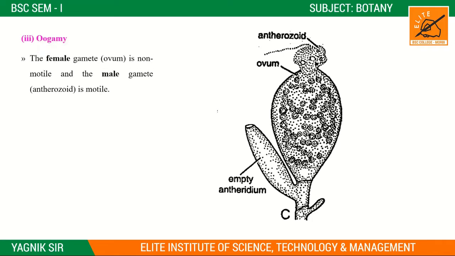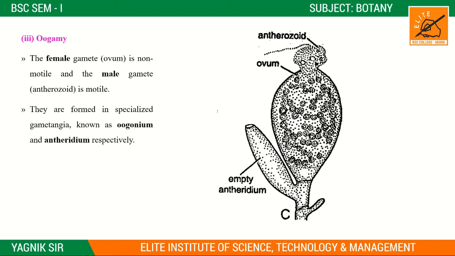The third one is oogamy, right? So the female gamete is non-motile. Always the female gamete is non-motile and the male gamete is motile. The female gamete has another name, ovum, and the male gamete has another name, antherozoid, right? So here are the two other names of the female gamete and the male gamete.